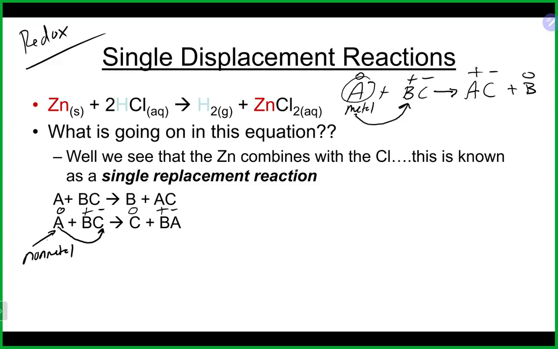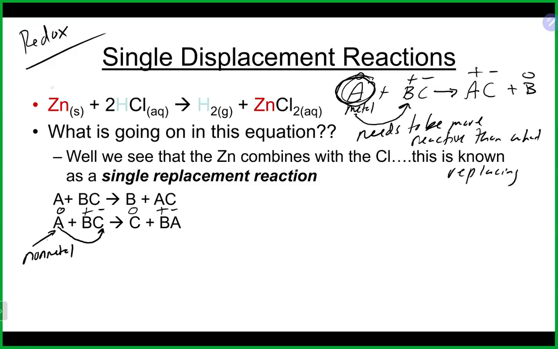In order for this reaction to actually take place, whatever is coming in, like this guy that's coming in basically, it needs to be more reactive than what it is replacing. So for example, here's how we can see it. That is something by itself, like a metal. That is an ionic compound, basically. This guy is going to come in and kick out the positive guy.